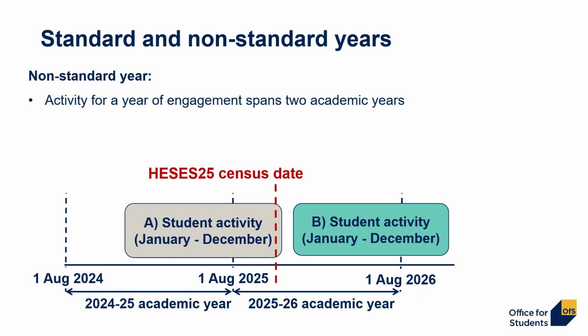Ultimately, the point that we're making here is that you must ensure that you are clear about which years of engagement belong to which HESIS return. Again, the easiest way to tell this is that those years of engagement that start in the current academic year should be returned in the current HESIS return. If you're still unsure about which year of engagement goes where, please get in contact with the funding team at our HESIS mailbox, hesis@officeforstudents.org.uk, and we will be able to help you.